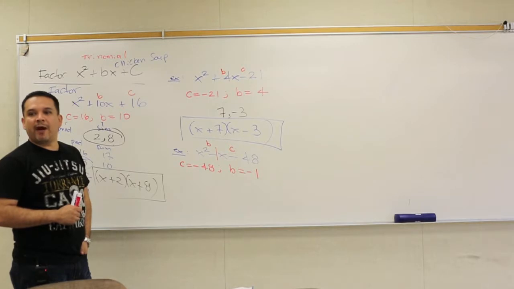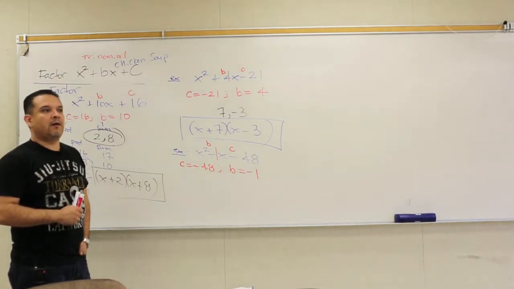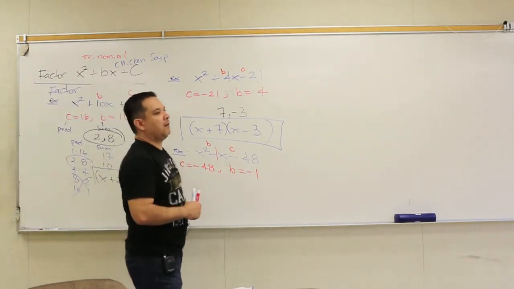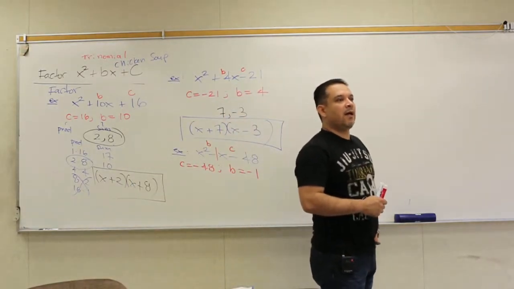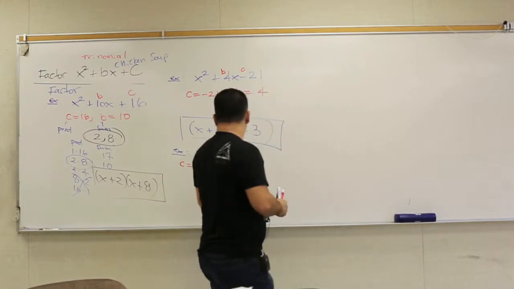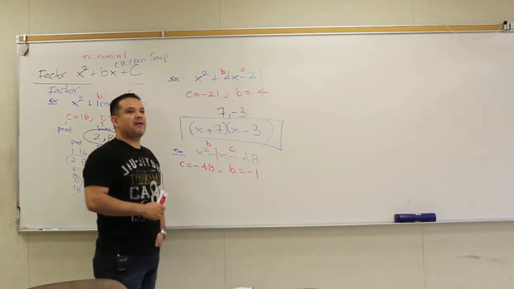So, can anybody give me a pair? You guys find a pair here that works? Yes. 7 and 4. What's 7 times 4? That's 28. This is -48.